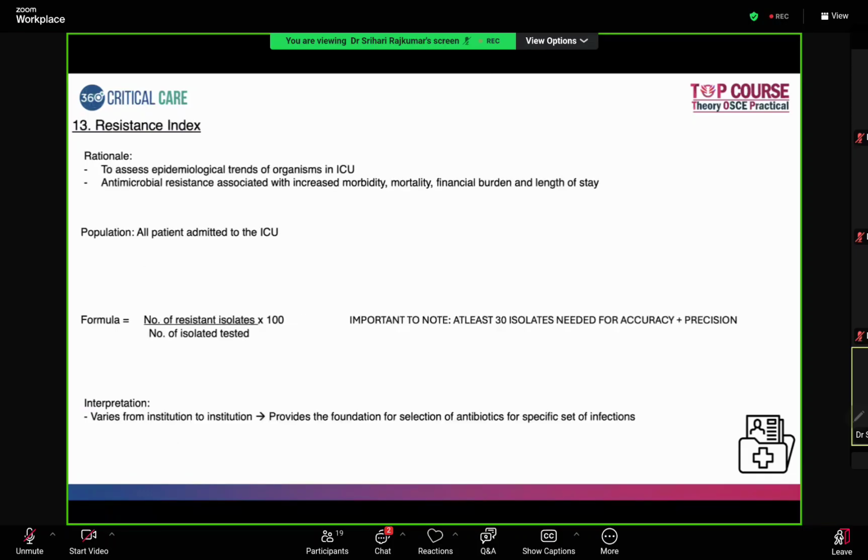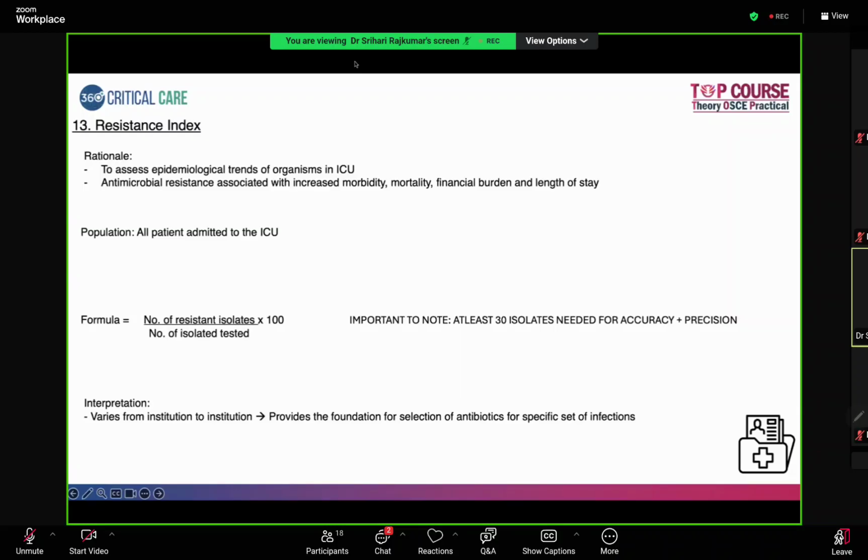The next is about the resistant index. The main rationale for this is to assess the epidemiological trends of organisms in the ICU. Antimicrobial resistance is associated with increased morbidity, mortality, financial burden, and length of stay. I had discussed this during our discussion on antimicrobial stewardship.